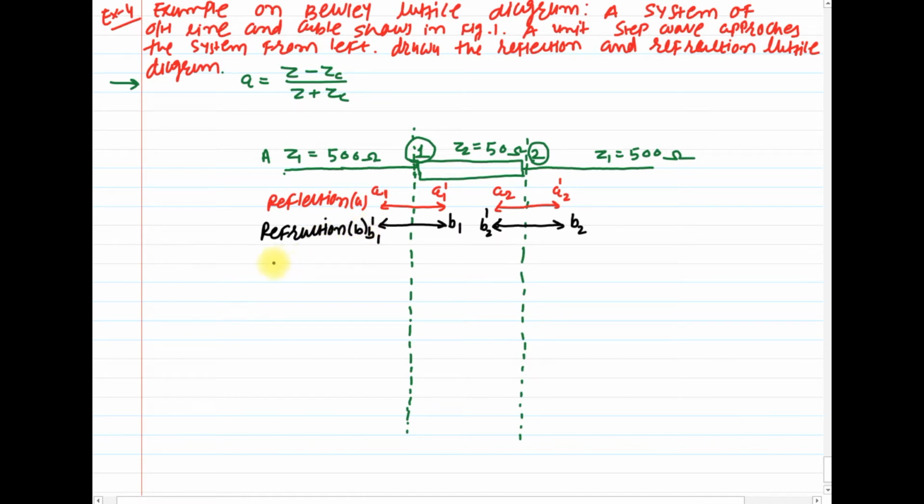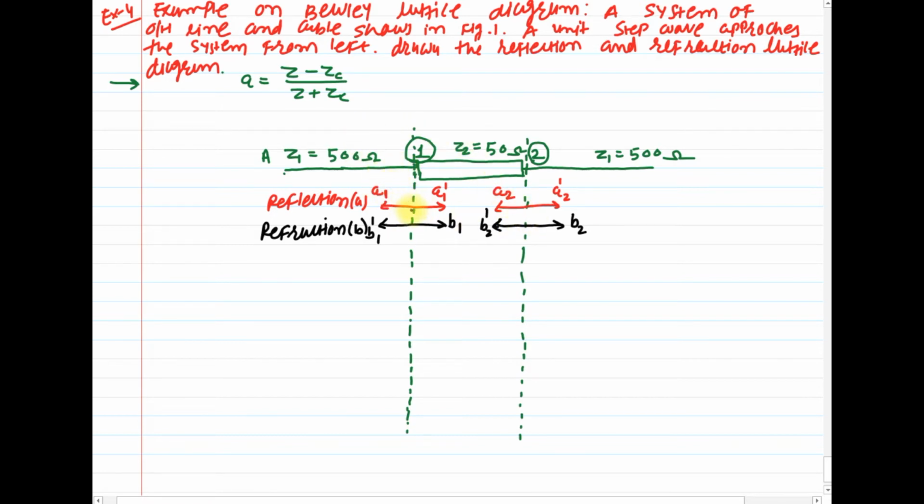Clear? So now we need to calculate each and every coefficient, reflection and refraction coefficient. So for reflection we need to calculate 4 reflection coefficients, which are A1, A2, A1 dash, and A2 dash. So we have the equation here. For the reflection, we observe that it is a total of 4 reflection coefficients, and among them 2 are positive and 2 will be negative.